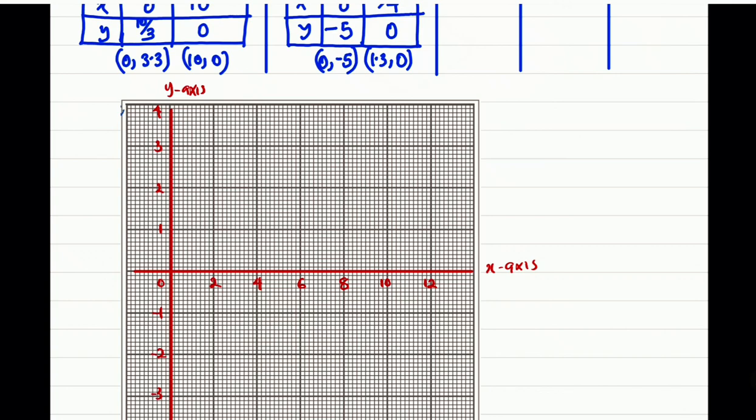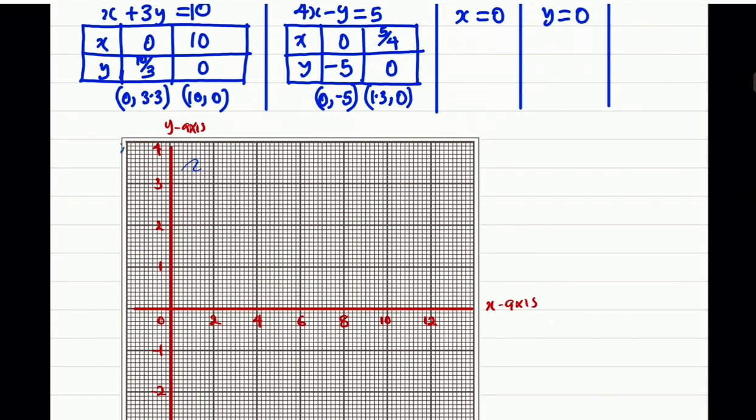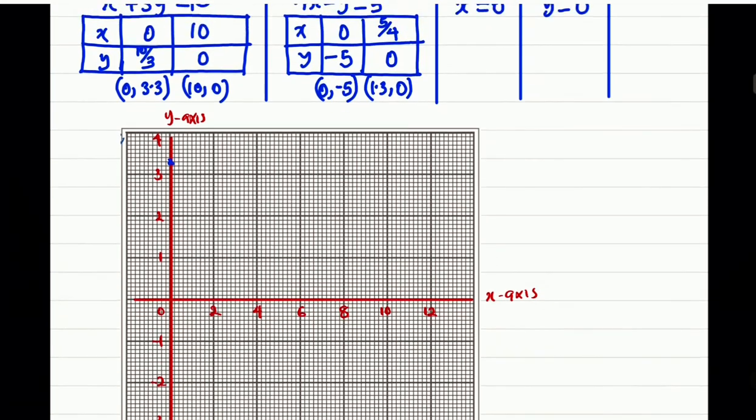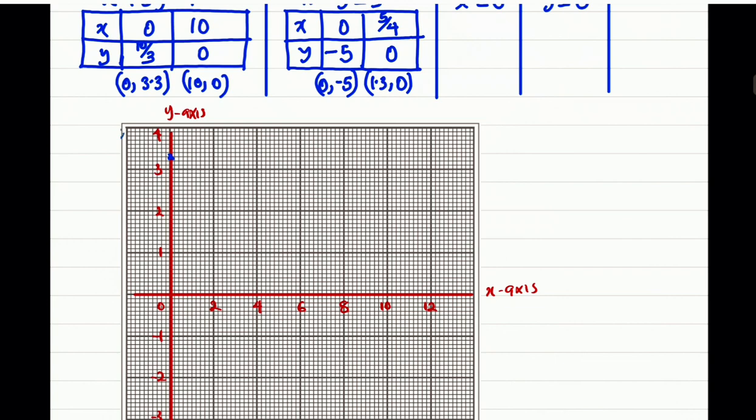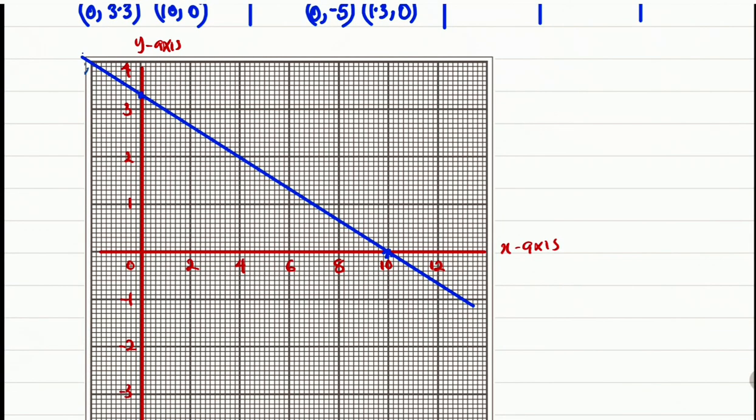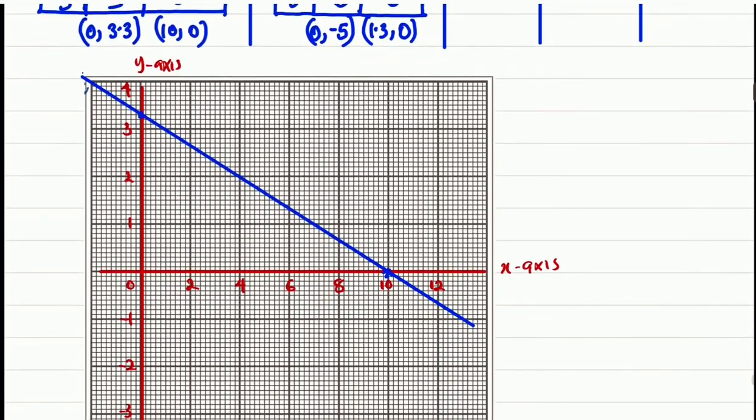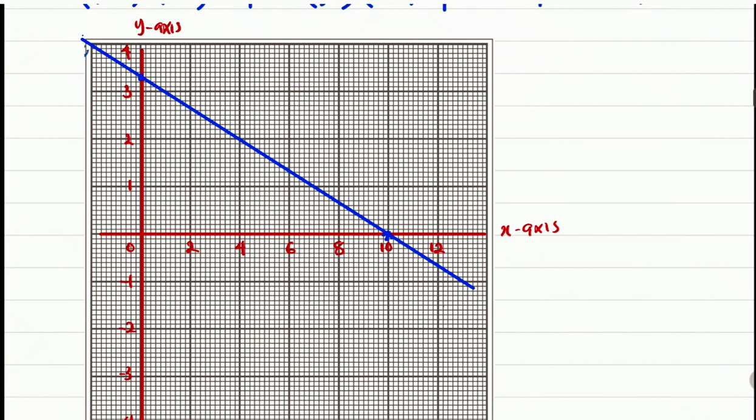Okay, good, prepared and ready to go. The first one: when x is 0, y is 3.3. This is where we have our 3.3, so we have it in this place. Then when x is 10, y is 0, this is where we have it. Then we have our straight line. This line is the line for x plus 3y equals 10.